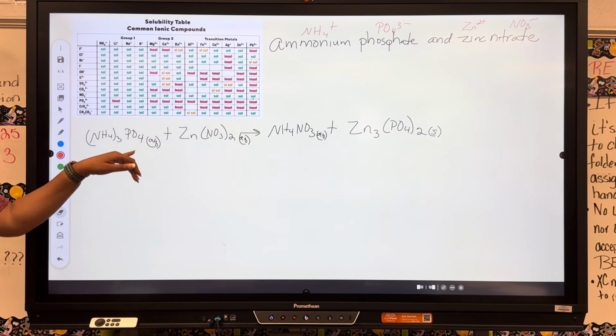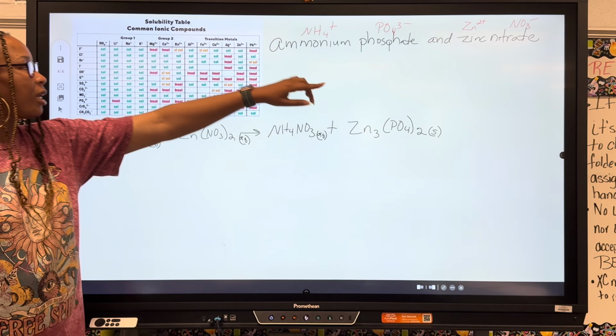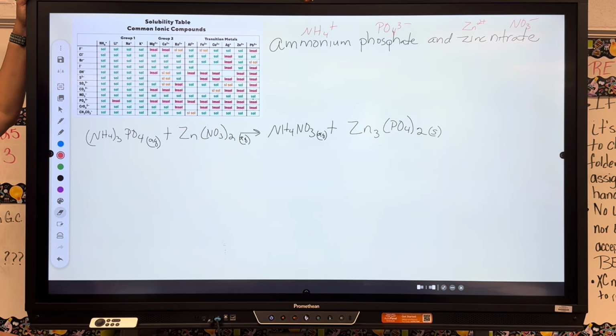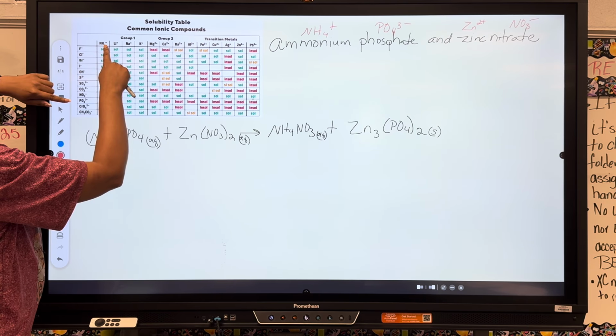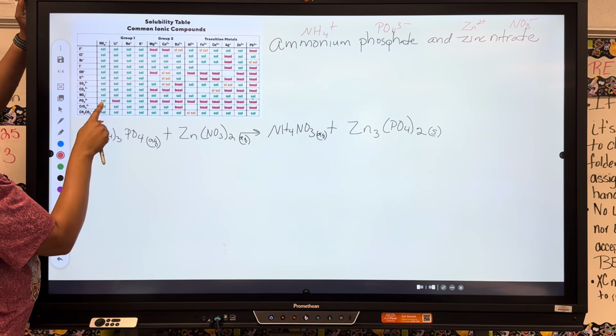Now, as you see here, I have the states of matter, and the states of matter come from using the solubility table. I find where ammonium meets up with phosphate and it tells me it's soluble, so that means it's aqueous. Same thing with zinc and nitrate and ammonium and nitrate. Again, I'm just using this table. If it says it's soluble, it's aqueous. But when I look up zinc with phosphate, I go to phosphate and come over to zinc, it says it's insoluble, so that means that's going to be a solid.